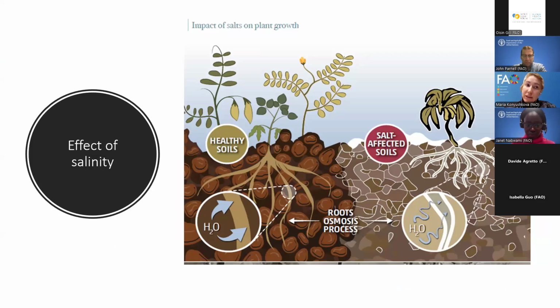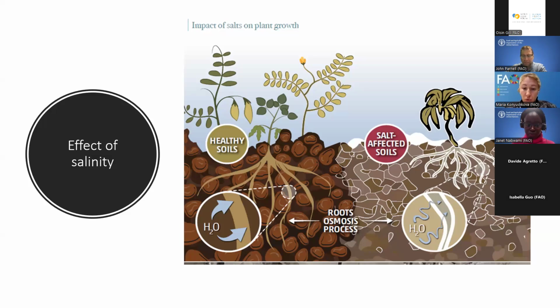So what is the main effect of salinity on the crops? The main interesting fact is that salinity and salts per se are not very toxic to plants. But the most important factor that leads to the deterioration and degradation of crop growth is the decreased availability of water.